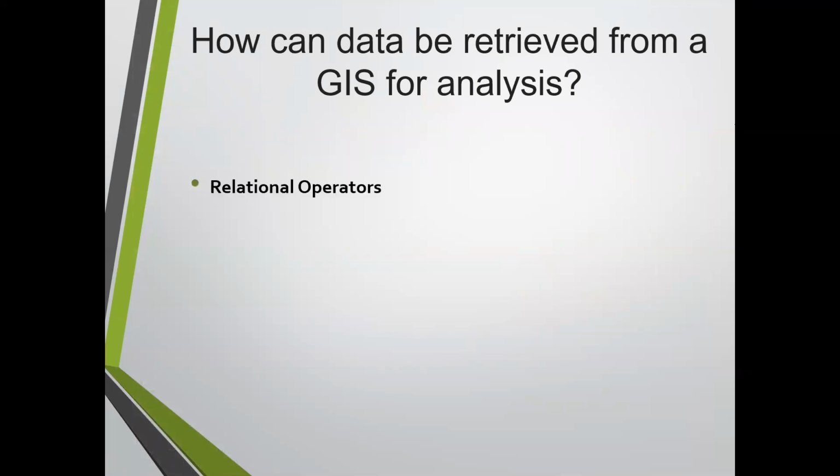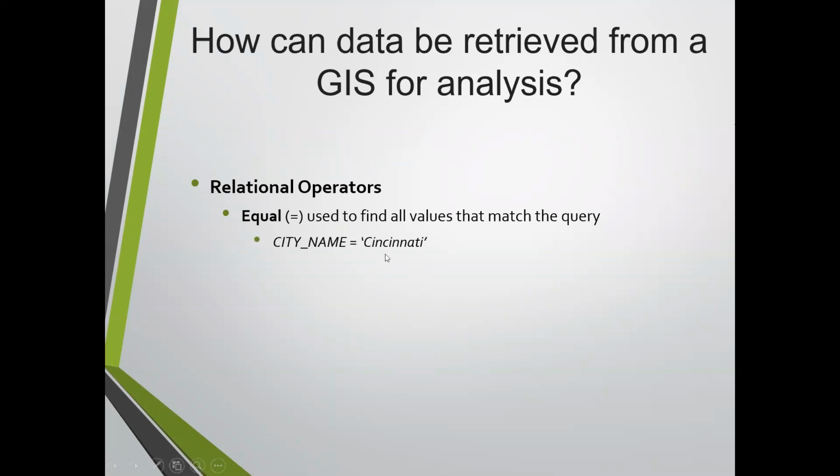Okay, so the relational operators that we would use. Equals is used to find all values that match the query criteria. So for instance, city name is equal to a string called Cincinnati. Notice where it says city name, that's the actual name of the attribute, the name at the top of the column. And of course, there's your operator. And since it's in quotes, it's telling you that it's what they call a string, or we might call it an alpha kind of thing.